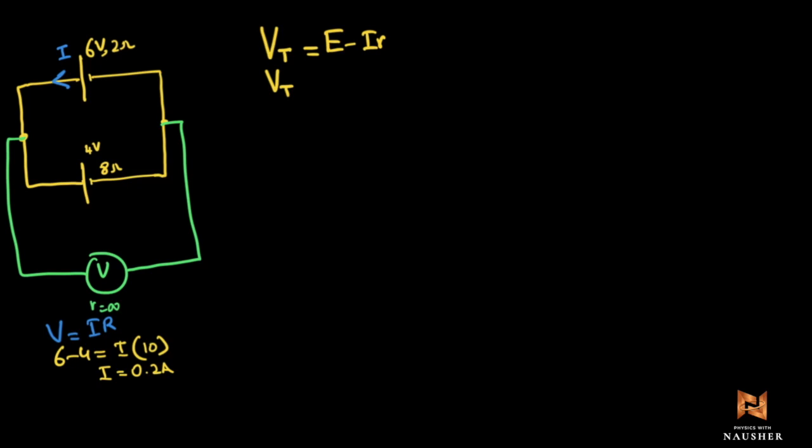So I'm solving for the 6 volt cell here. The EMF or the printed voltage is 6 volts, minus the current 0.2 times the internal resistance 2. So 6 minus 0.4, and your answer is 5.6 volts. So from this cell, it seems that the voltmeter reading should be 5.6 volts.